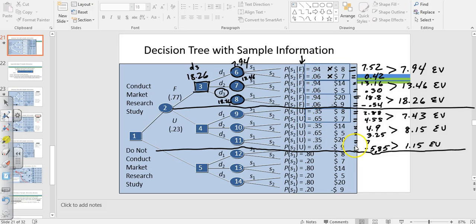Okay, looks good. So we have our numbers, right? So we have our calculations, so let's put them in here. 1.15, 8.15, and 7.43. Well, obviously we have a decision to make, so we're going to choose the biggest. So that's 8.15, decision 2.